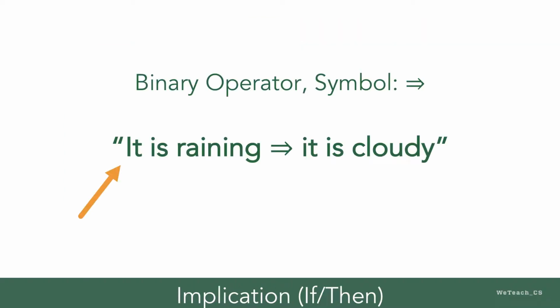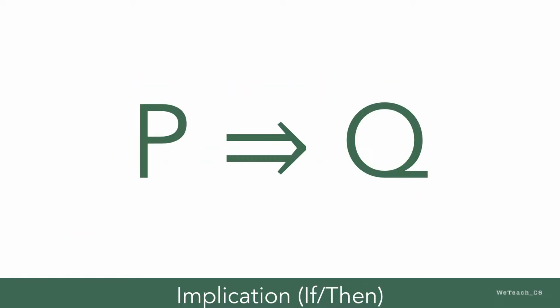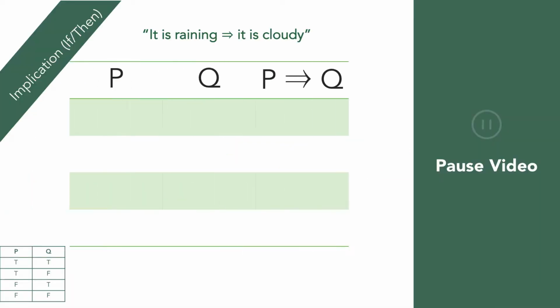Now let us look at a slightly more complex example. Implication prepositions are if-then prepositions. So, in this example, if it's raining, then it's cloudy. The implication P implies Q is false when P is true and Q is false. Pause the video and try constructing an implication table on your own, given the preposition if it's raining implies it is cloudy.